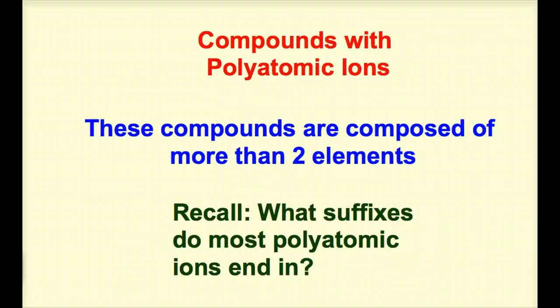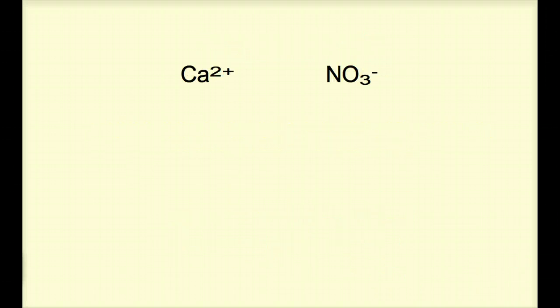So now let's take a look at polyatomic ions. What do I do if these have more than 2 elements? And just to recall, what's the suffix that most polyatomic ions end in? Good, it's ITE or ATE. So let's go ahead and take a look at this right here, and let's use our crisscross method.